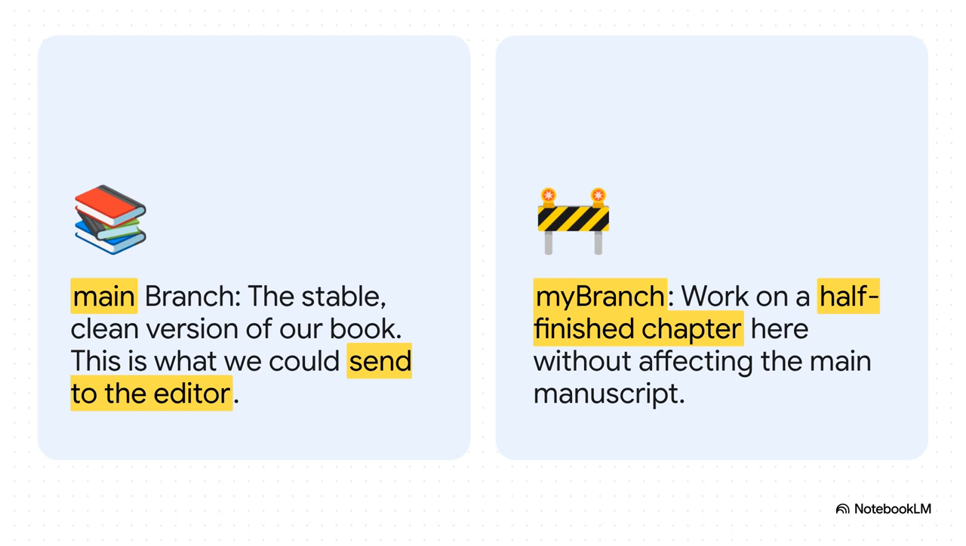Our main branch can stay pristine and clean. That's the polished manuscript that's ready to go to the editor. But meanwhile, over on our new branch, my branch, we can get as messy as we want. We can write a half-finished, terrible first draft of a new chapter. We can try out some wild new idea. And none of it, absolutely none of it, puts our stable main version at risk. It's the ultimate safety net for creativity.